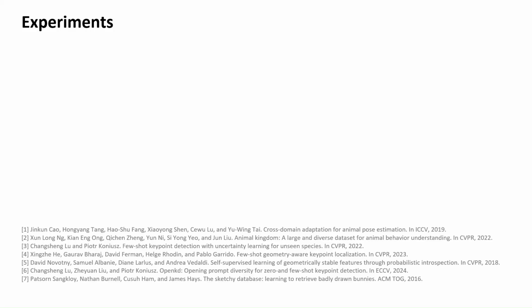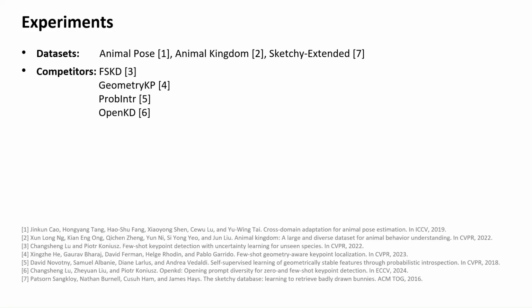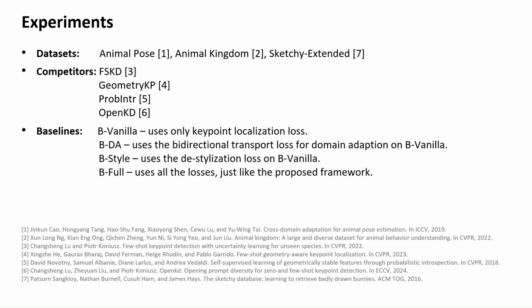We train and evaluate our framework on two major datasets, Animal Pose and Animal Kingdom. We use edge detectors on the photos from these datasets to simulate sketches. Alongside, we also use a small subset of the Sketchy Extended dataset to understand how well the framework generalizes on real sketches. We choose a few state-of-the-art keypoint detection strategies as competitors and adapted them to the few shot setting as required. Apart from these, we also establish a few baselines.